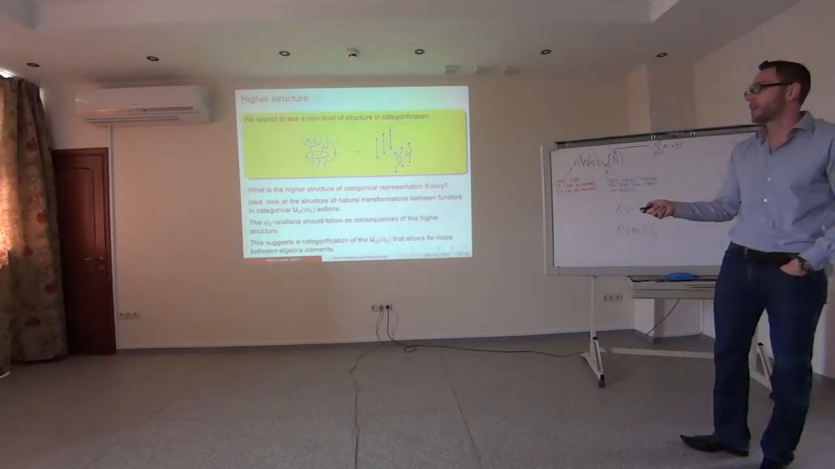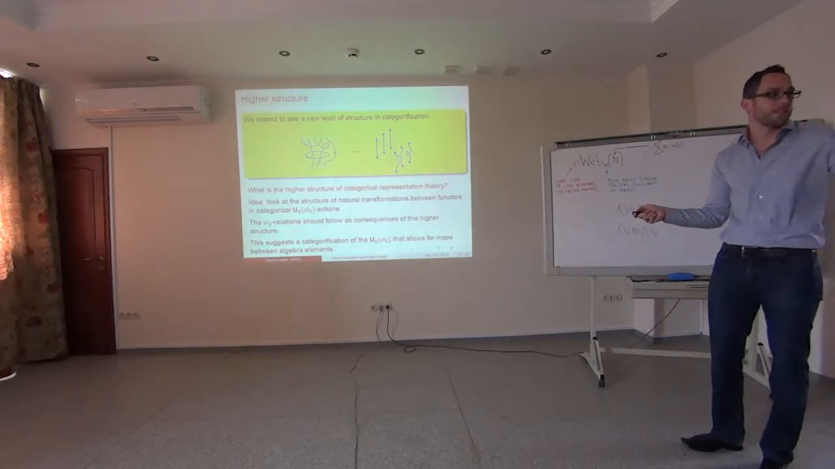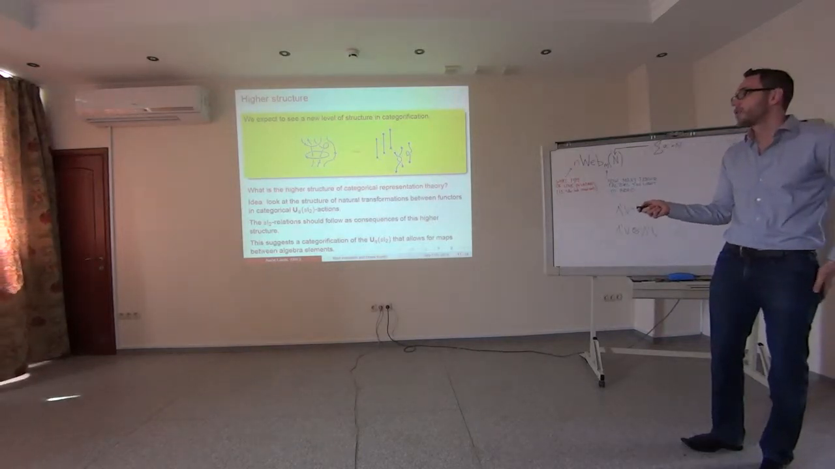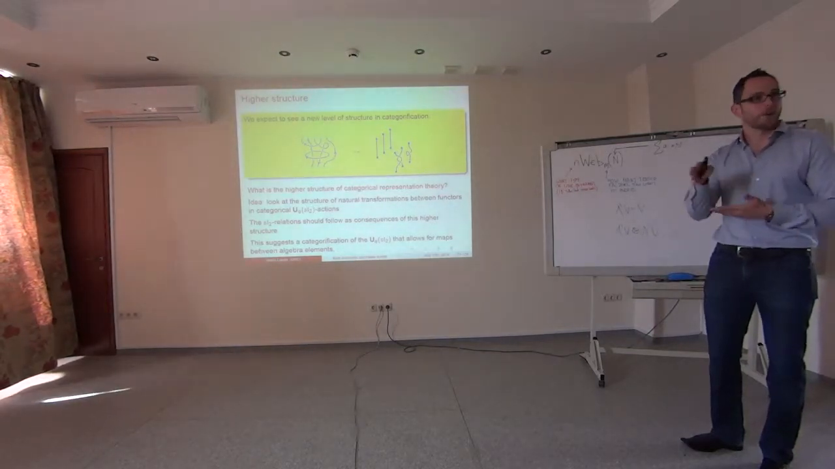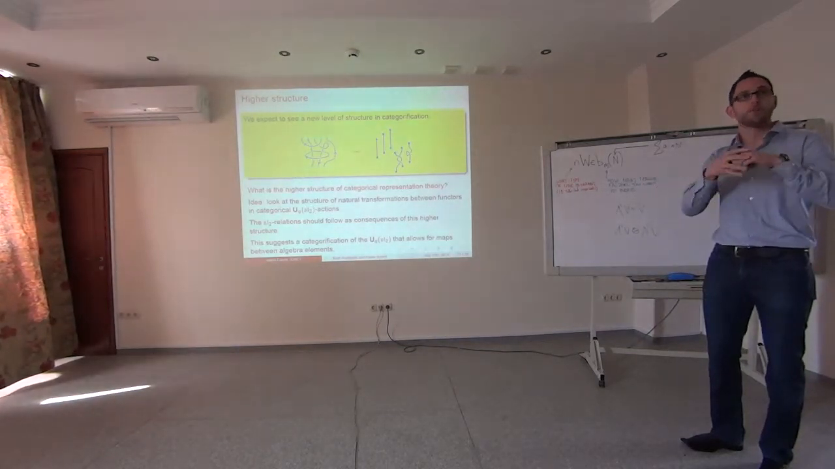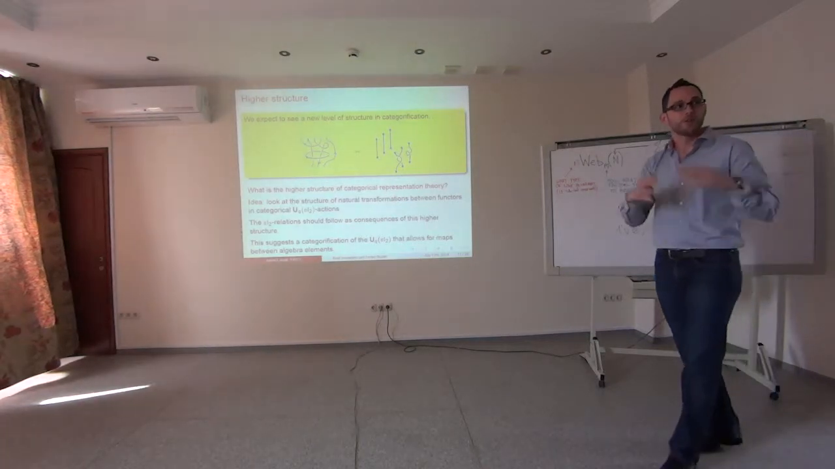And the point is that those SL2 isomorphisms, as Stavros was talking about, those should follow from some new higher structure. There should be some canonical maps going one way and going the other. There should be some new relations. So this is like a new world of quantum groups.